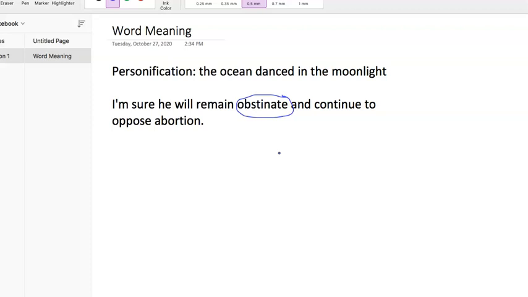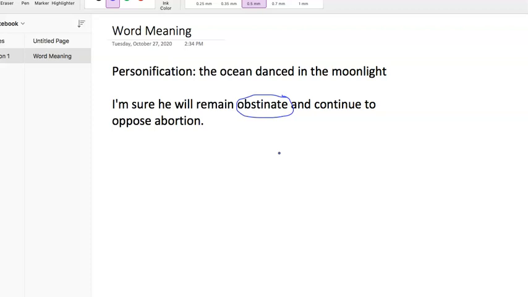That doesn't matter for the purpose of this exam or any standardized exam. Or I'm sure he will remain, you know, morally obliged to continue to oppose abortion. Either is possible. Stubborn seems to fit in a lot more, and that's kind of how you go about thinking about things like this. And that would be the answer: stubborn, or some other word that means something similar to stubborn. It would be a good answer for obstinate.